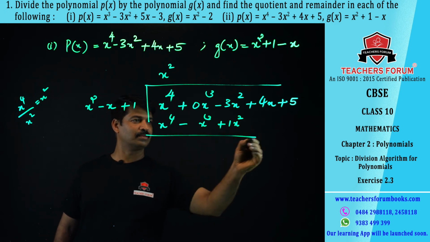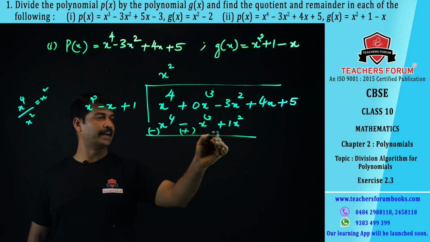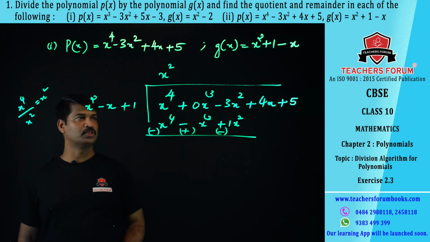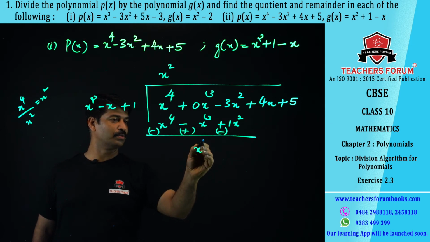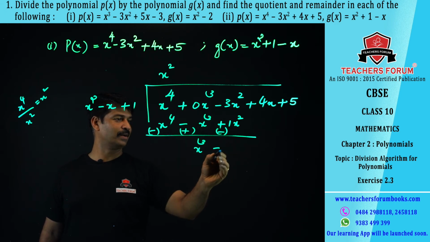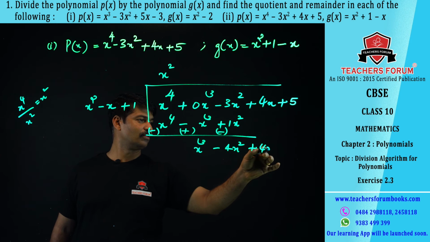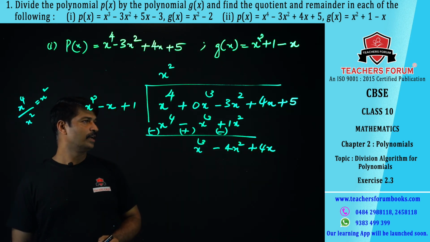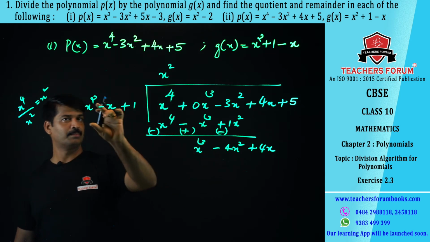Now what's the next step? Just subtract. Change the symbol and you can add. When you add, it becomes 0. 0x cube plus x cube, that is x cube. Minus 3x square minus 1x square, minus 4x square. What's the next term? Plus 4x. Okay. Now let us divide x cube by x square.